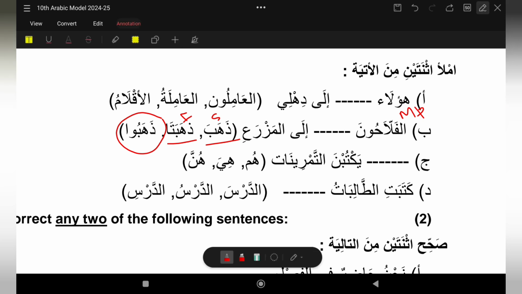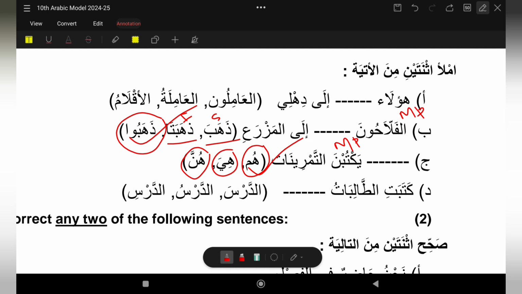And whom yaktubuna. Whom is the answer. Why? Here, because yaktubuna is male plural, so whom should be used. Hiya is used for female. Hunna is used for female plural, but it is not used for male.